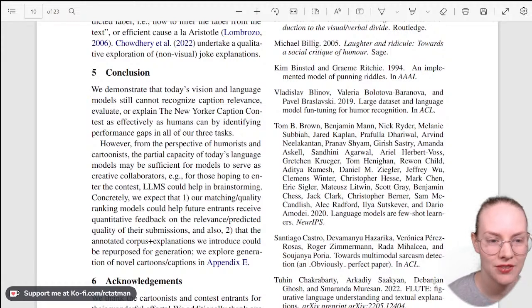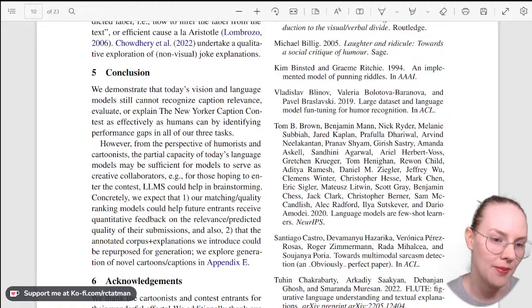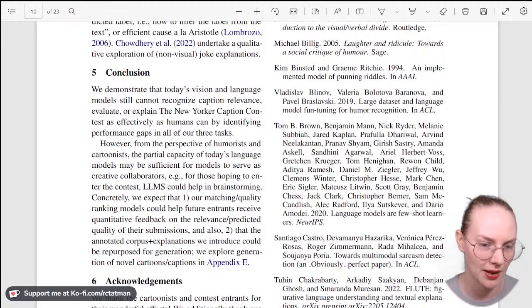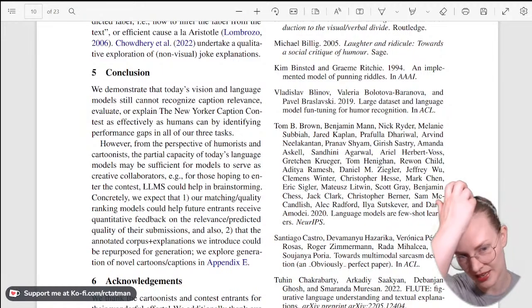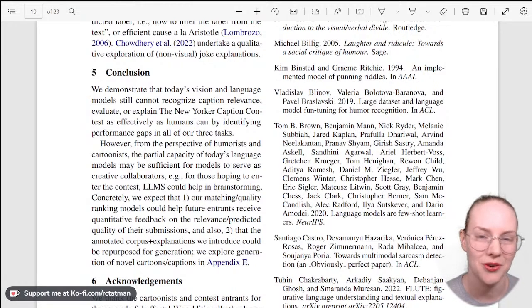We demonstrate that today's vision and language models still cannot recognize caption relevance, evaluate or explain the New Yorker caption contest as effectively as humans can by identifying performance gaps in all three of our tasks. However, from the perspective of humorists and cartoonists, the partial capacity of today's language models may be sufficient for models to serve as creative collaborators, e.g. for those hoping to enter the contest, it could help with brainstorming, right? Which, you know, that's cool.